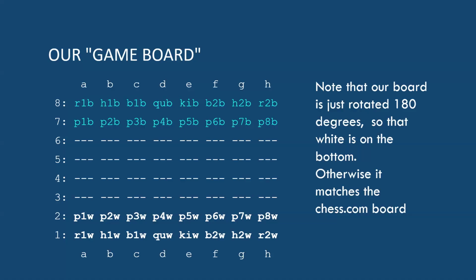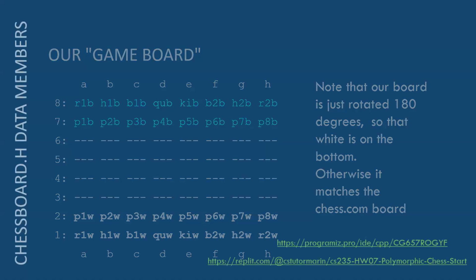So there will be lots of little bits of layered logic we'll slowly bring into this. But obviously knowing how our different pieces move will help you get started on that, okay? So let's look at our chessboard.h so we can start to get ourselves familiar with the data structure we've got to deal with here.